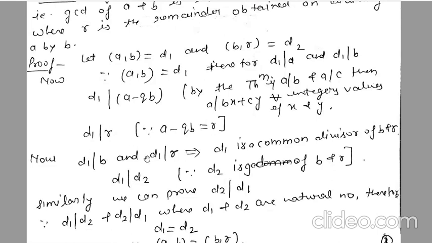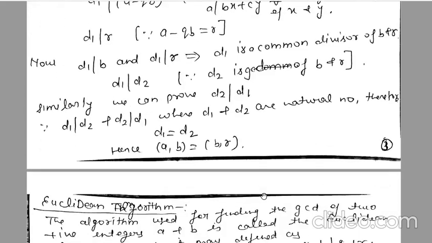If D1 divides B, D1 divides R, D2 divides B, D2 divides R, that means D1 and D2 will also be divisors of each other. So D1 divides D2. Similarly, we can prove D2 divides D1, right? So D1 divides D2 and D2 divides D1, where D1, D2 are natural numbers. Therefore, D1 is equal to D2. So hence, GCD of A and B is equal to GCD of B and R, right?